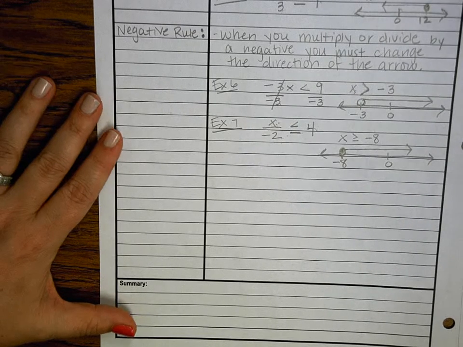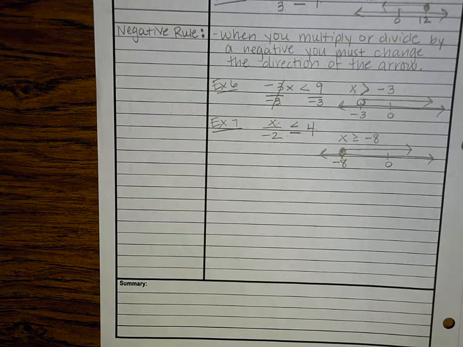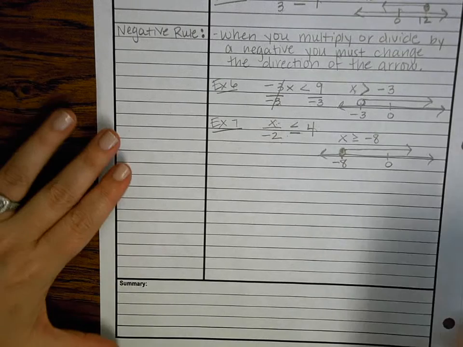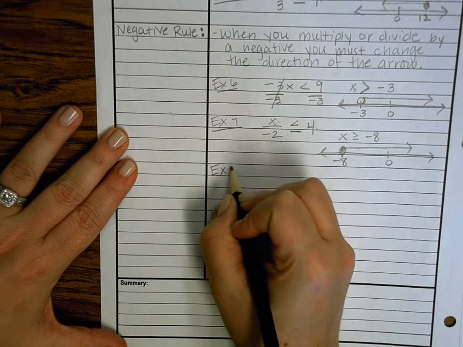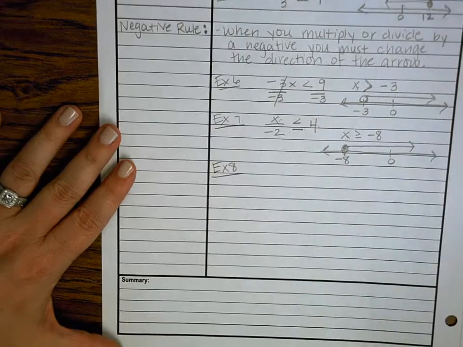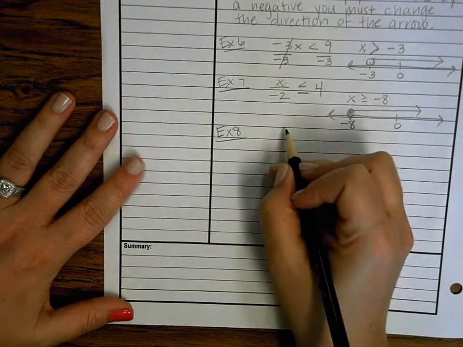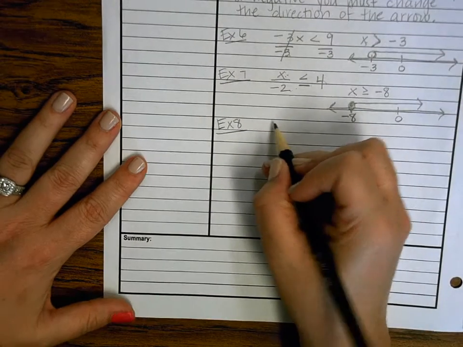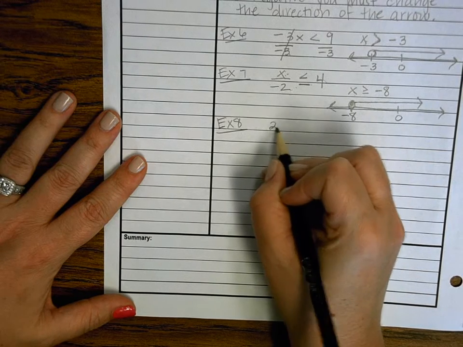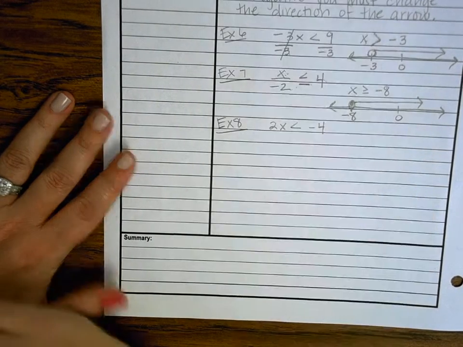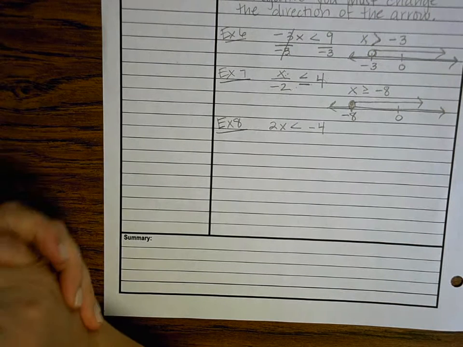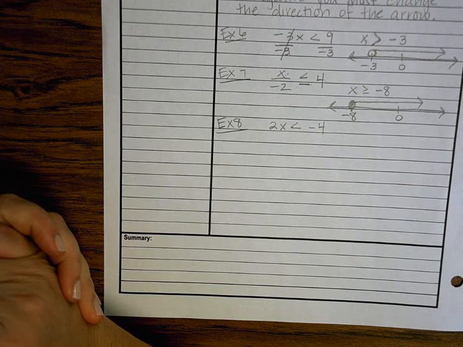Okay, we need to do one that pretty much destroys you on a test or quiz. So here it is. You ready? We'll call it the destroyer. Example 8. This is the last example. We're going to do 2x is less than negative 4. This is the destroyer.